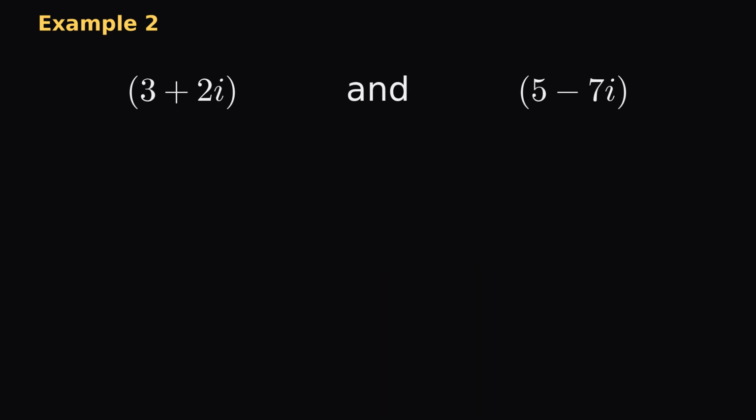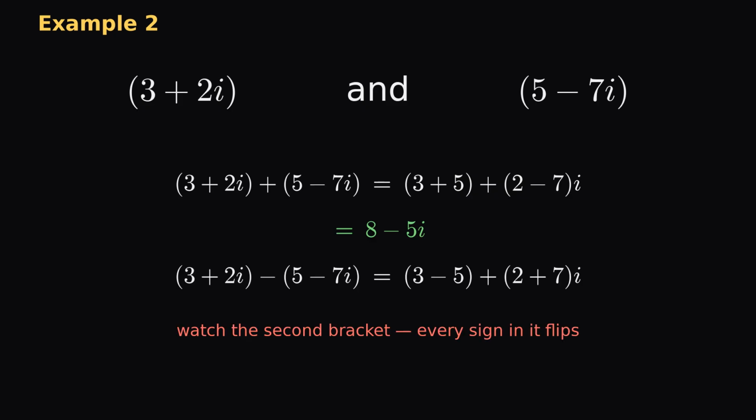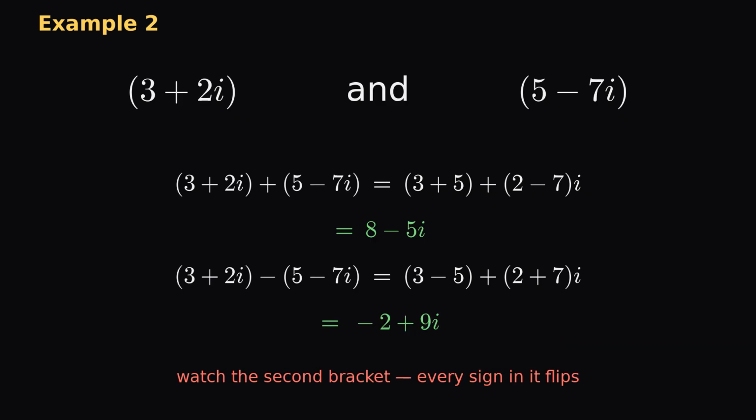Example 2. Add and subtract. 3 plus 2i and 5 minus 7i. Reals. 3 plus 5 is 8. Imaginaries. 2 minus 7 is minus 5. 8 minus 5i. Now subtract them, and watch the second bracket, because everything in it flips. 3 minus 5 is minus 2, and 2 minus 7 is 2 plus 7, 9. Minus 2 plus 9i.